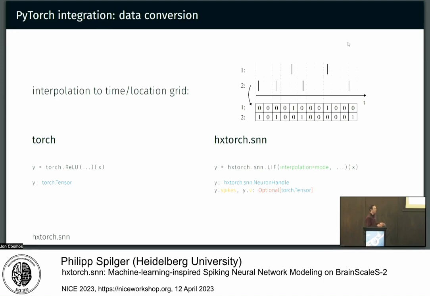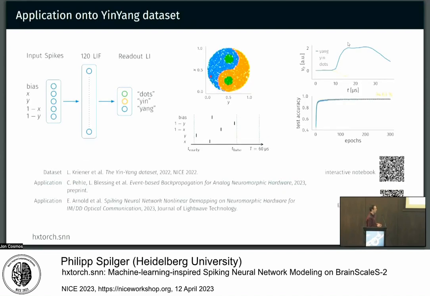Okay, so now I've shown you the complete API, which is required to run machine learning-based experiments on Brainscales 2. And the question now is, what can we do with it? In the poster session, I showed you the second application here, which was IMDD optical communication. This is a real-world application, but here I only show you a toy example application, which is the same network as we used before.